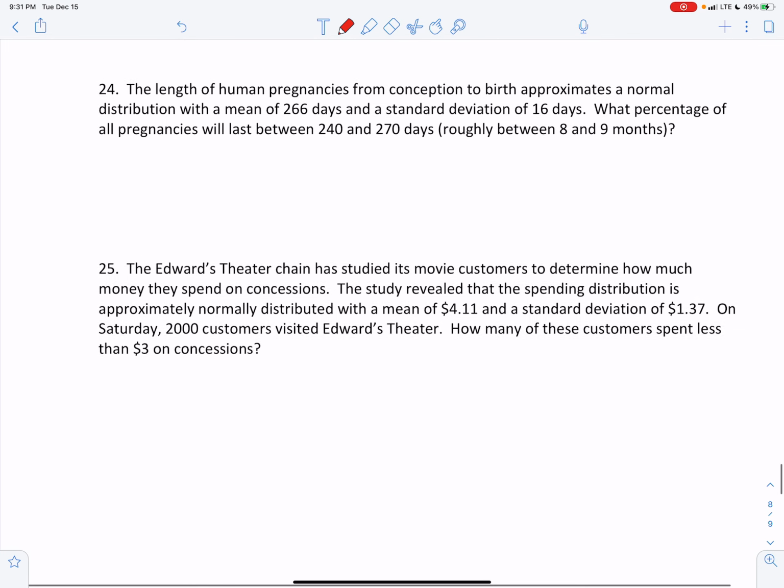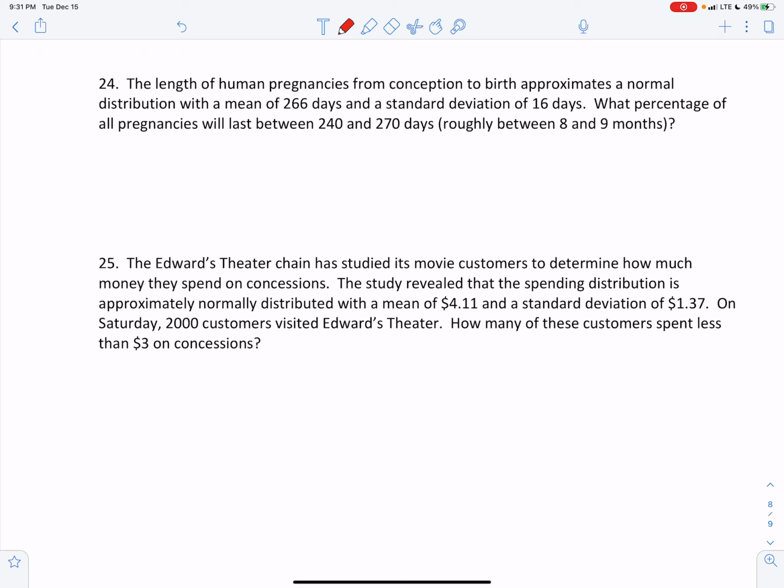Okay, 24. The length of human pregnancies from conception to birth approximates a normal distribution with a mean of 266 days and a standard deviation of 16 days. What percentage of all pregnancies will last between 240 and 270 days?